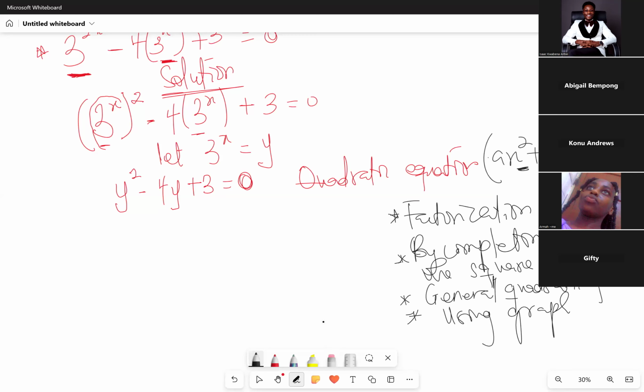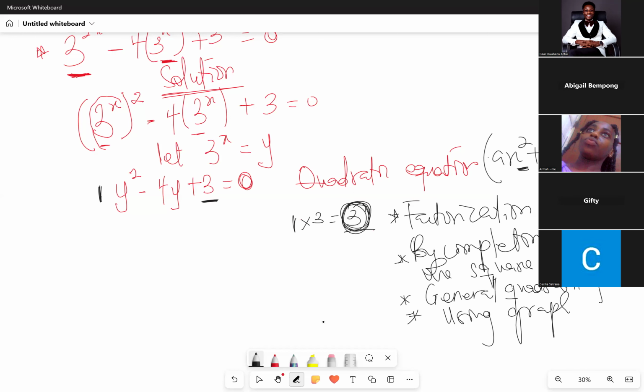Now to factorize, you look for the coefficient of x squared and multiply it by the constant C. So the coefficient of x squared is 1. You multiply it by the C, which is 3. When you do that, the answer is what? 3. Then, whatever you get, look for the numbers that when you multiply will give you that 3.